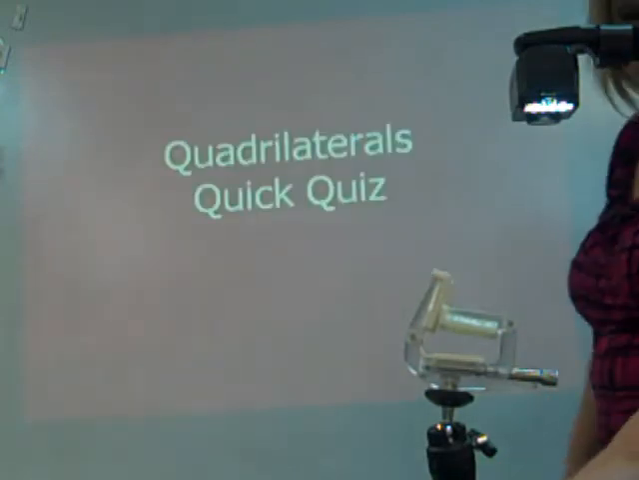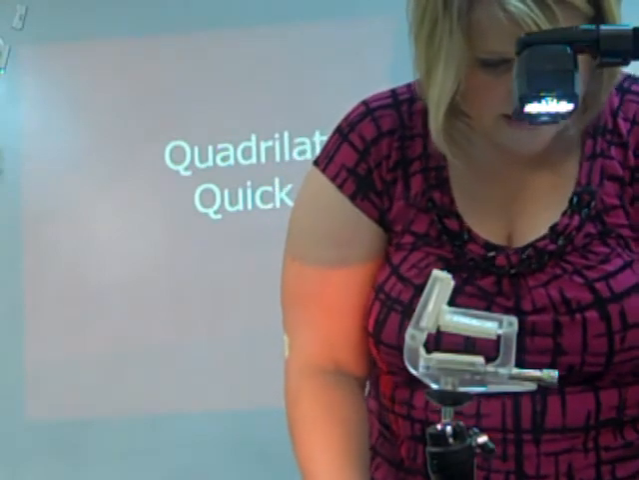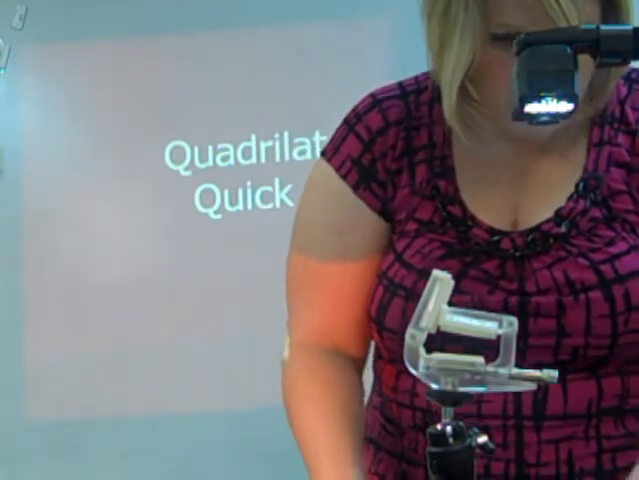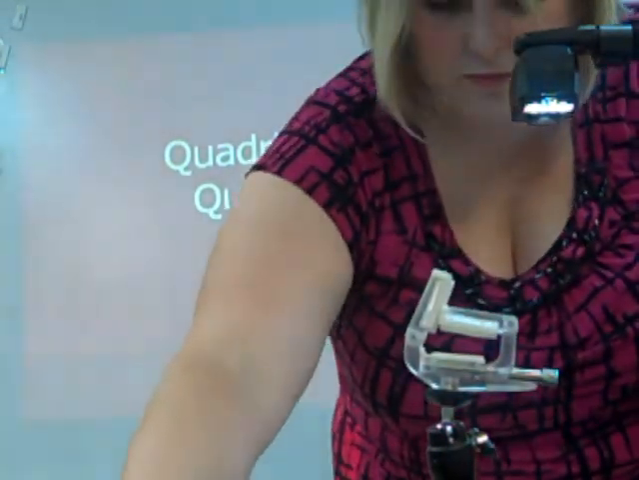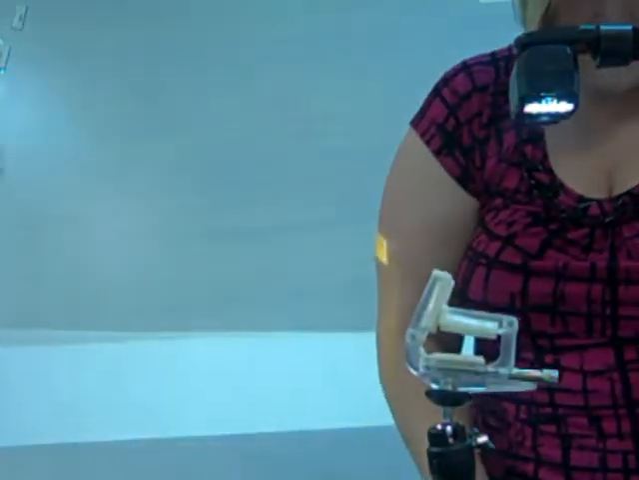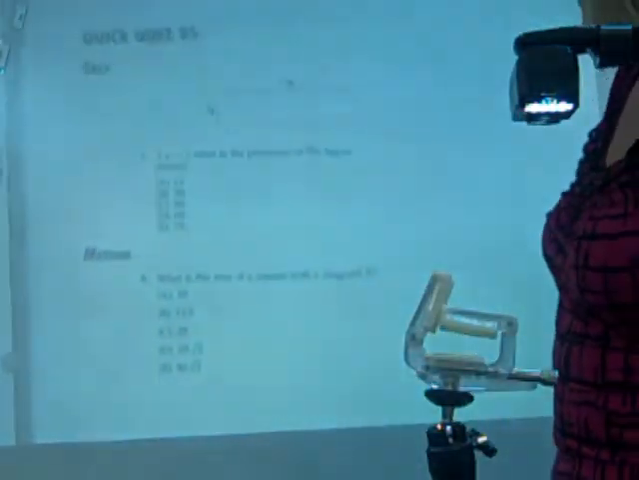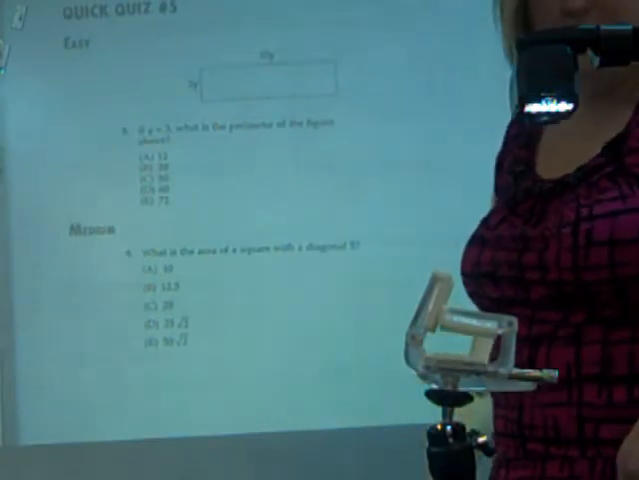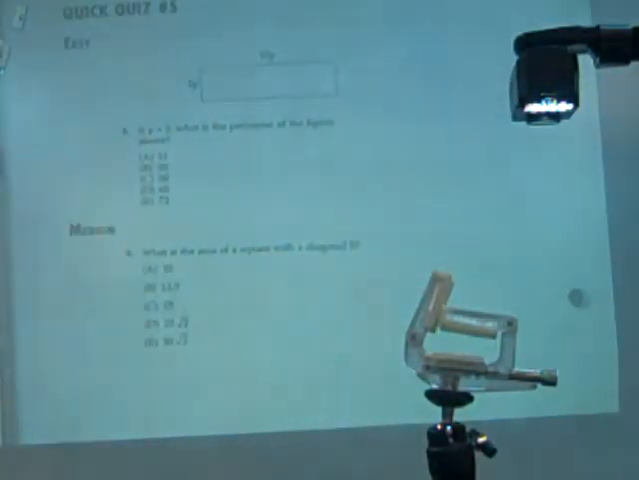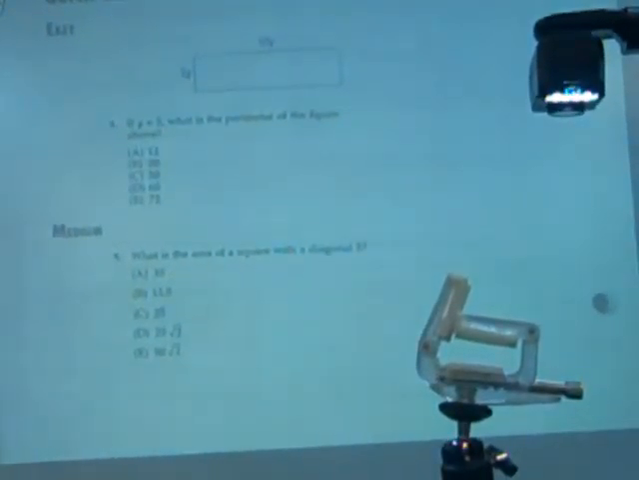Okay, so the first quick quiz, quadrilaterals quick quiz. It's quick quiz number 5. And there is an easy, medium, and hard. So we'll take just a few minutes to do those, especially if you don't remember some of the rules.